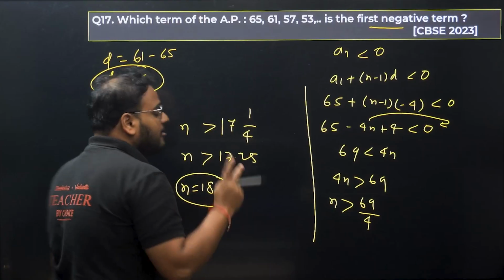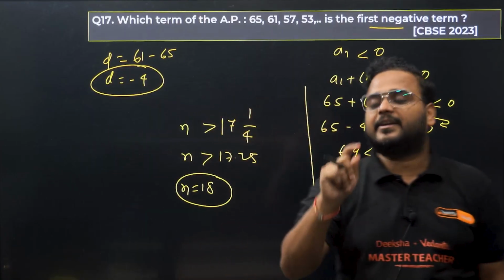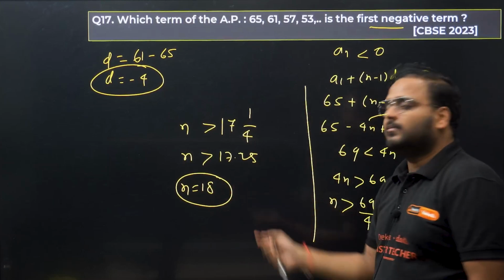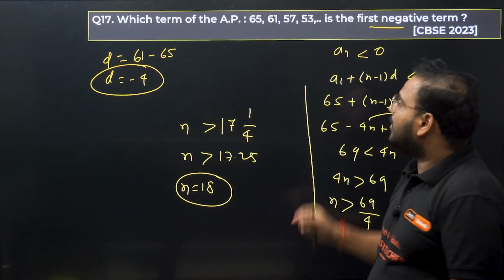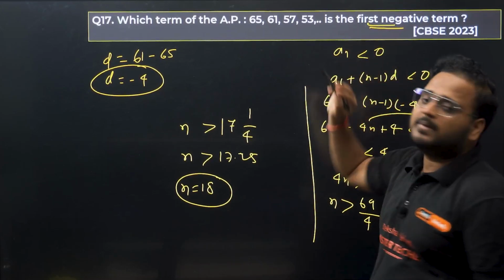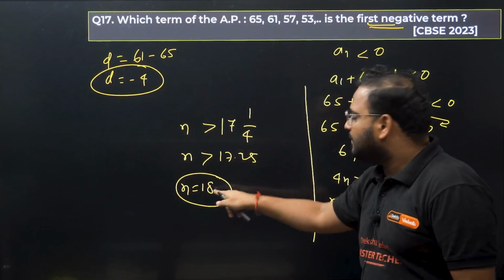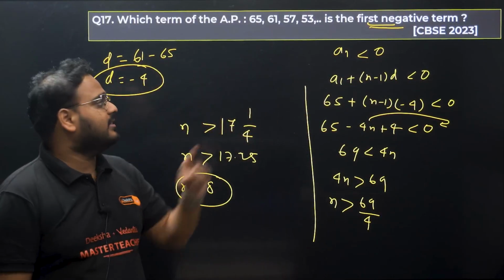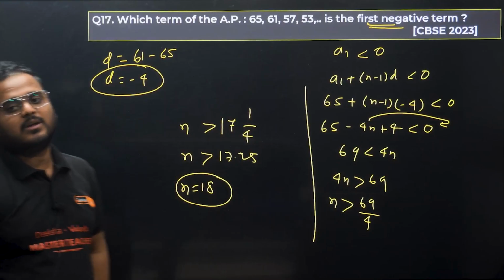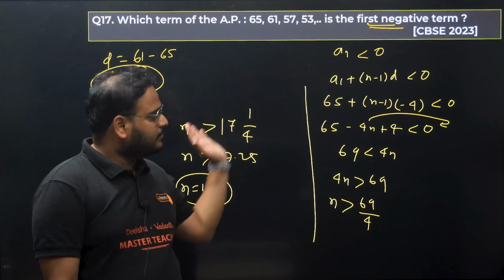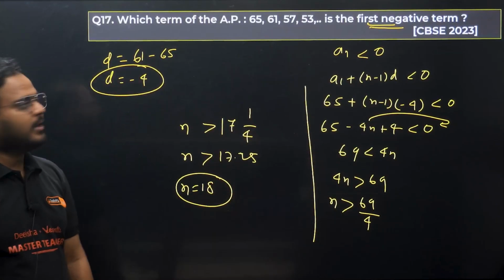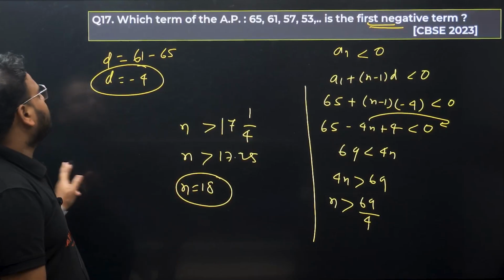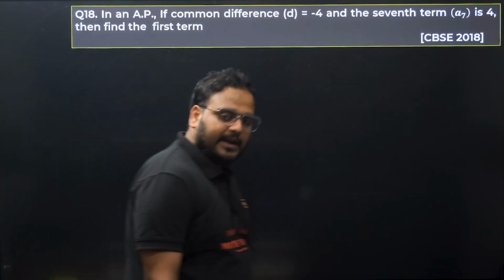I am looking for the first term which will be negative. If I go to the 19th term, that will also be negative. If I go to the 20th term, that will also be negative. But I am looking for the first negative term, so the number will be 18. So the 18th term is the first negative term in the given sequence 65, 61, 57, 53. If you want, you can write all the terms and check. Question number 17 is over. Answer is 18 for this problem. Moving on to question number 18 now.